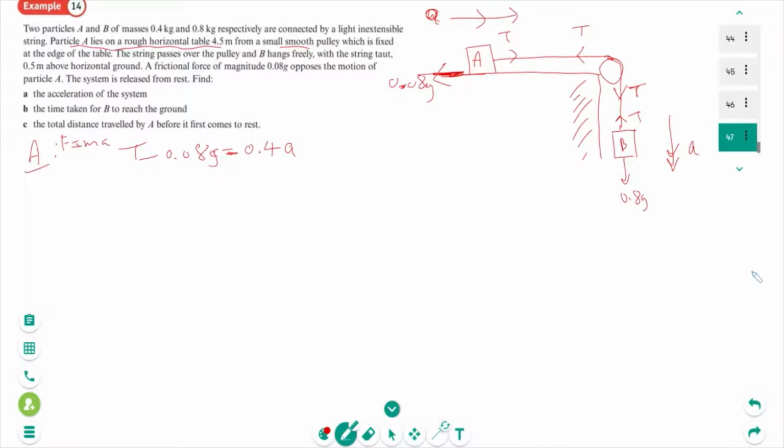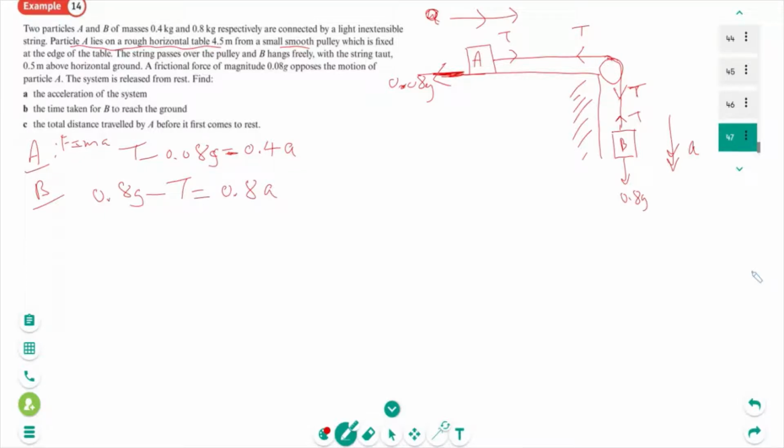So you're going to do F equals ma. Particle B is moving downwards. So the resultant force will be its weight, take away the tension on B, equals the mass times A, 0.8 A. So those are your two equations. So you need to find A.